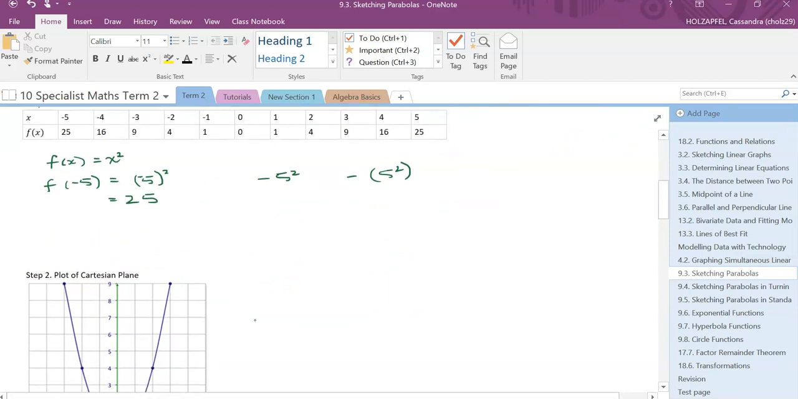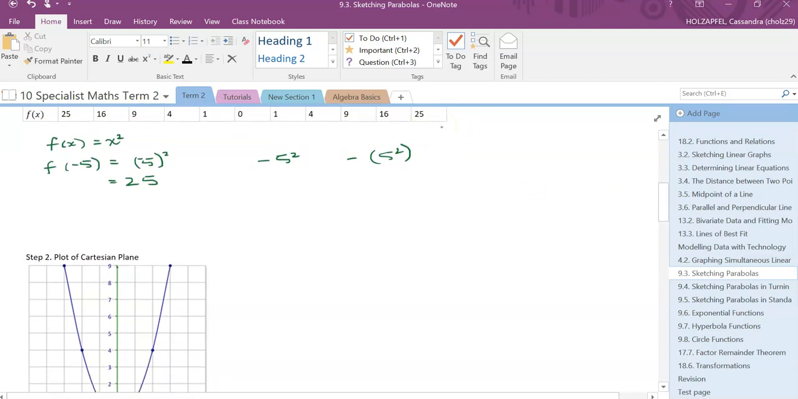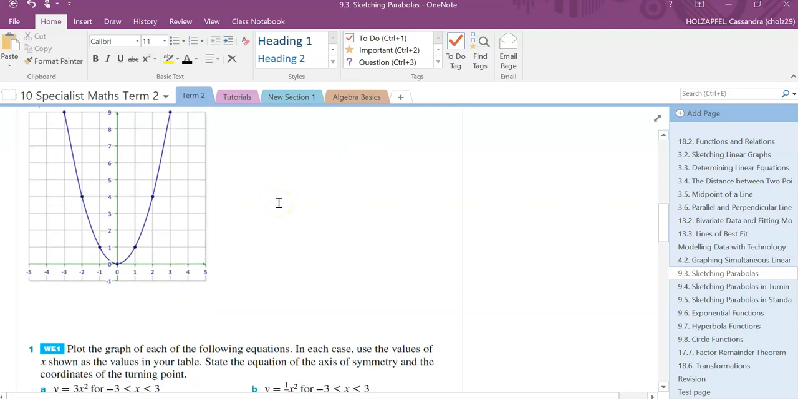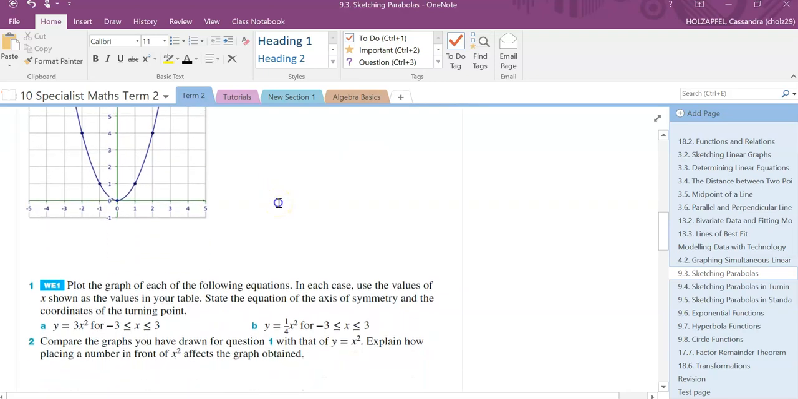All right, so next thing we're going to do is plot the x-axis against the y-axis. So we've got all of our points as ordered pairs. Our first point is going to be (-5, 25), then (-4, 16), all the way up to this side of our function. And when I plotted all of those, this was the shape of the graph that I got. So this shape is called a parabola, as we said before. So let's have a go at some of these questions.